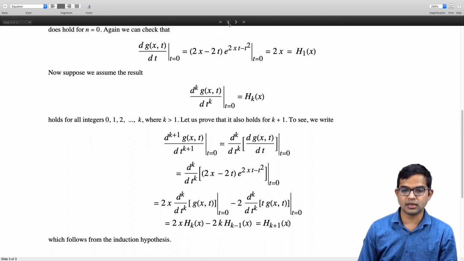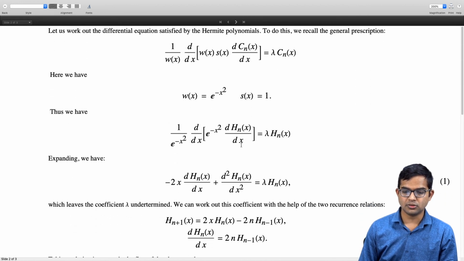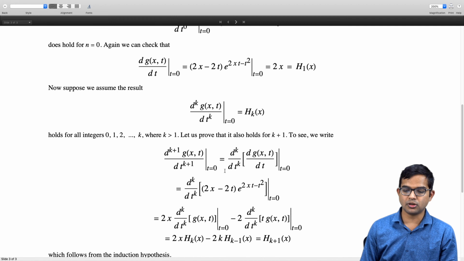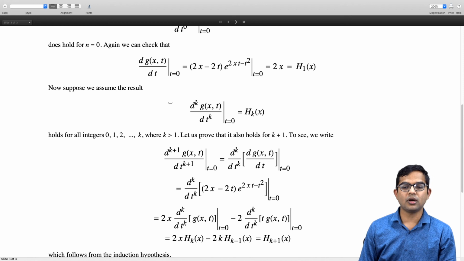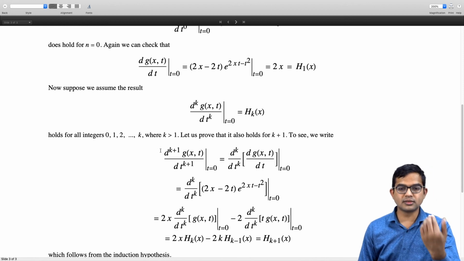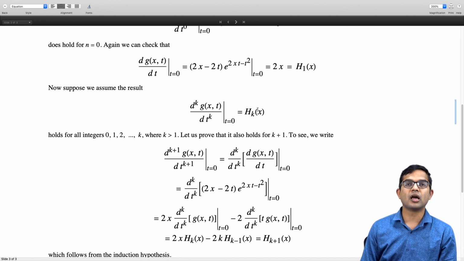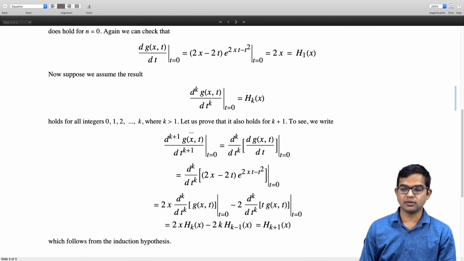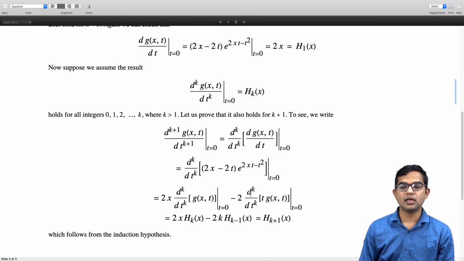We had this recurrence relation, we saw this earlier. We have hn plus 1 of x is 2x hn of x minus 2n hn minus 1 of x. So this is just a property of the Hermite polynomial. If you take this combination of Hermite polynomials, indeed this is hk plus 1 of x. So we have managed to show that if you have this induction hypothesis, then the next term in this sequence is also the Hermite polynomial. Therefore this result holds. So by the principle of mathematical induction, indeed hn of x is the nth derivative of g of x comma t evaluated at t equal to 0.